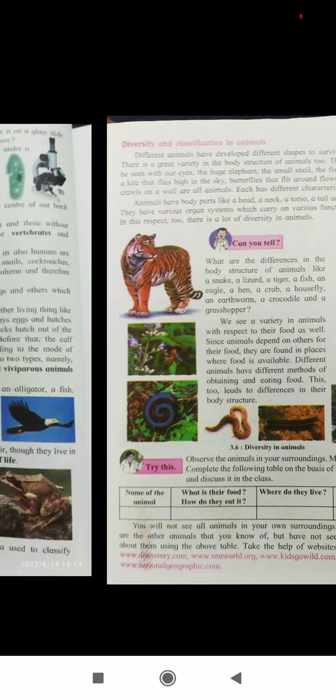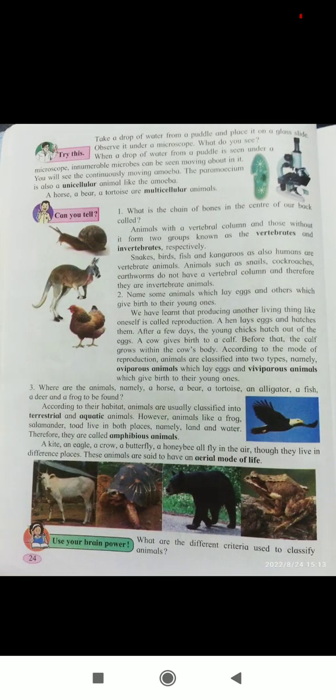Try this. Take a drop of water from a puddle and place it on a glass slide. Observe it under a microscope. What do you see? When a drop of water from a puddle is seen under a microscope, innumerable microbes can be seen moving about in it. You will see the continuously moving amoeba. The bacterium is also a unicellular organism like an amoeba, while a horse, a bear, a tortoise are multicellular animals. What is the chain of bones in the center of our back called?